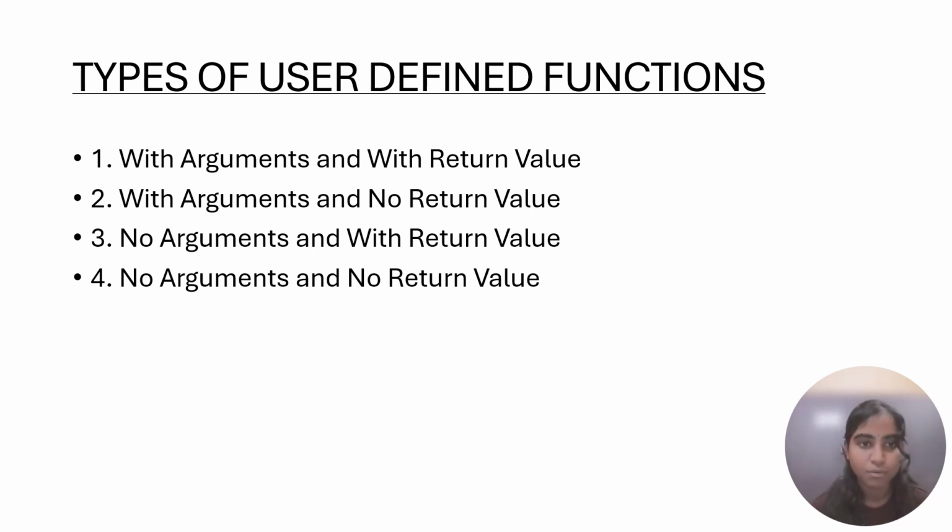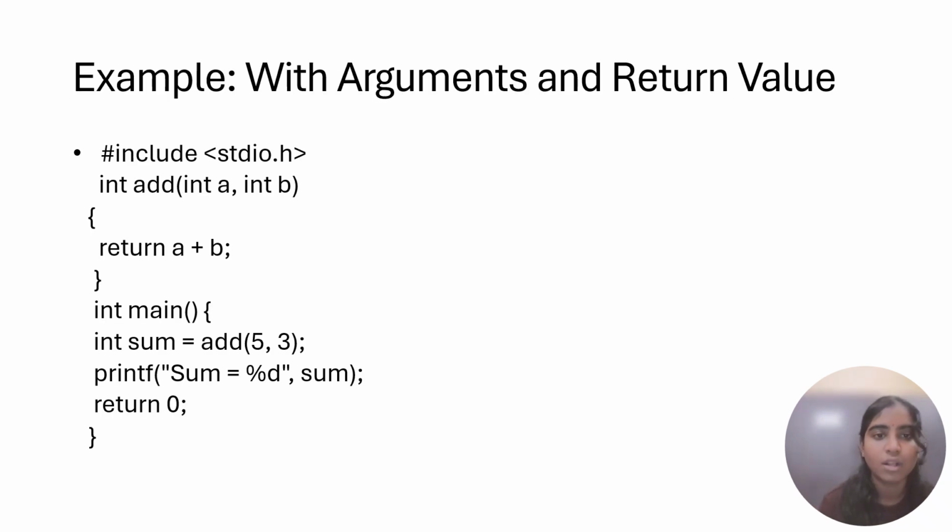So there are 4 types of user-defined functions. One, with arguments and with return value. The second one, with arguments and no return value. Third, no arguments and with return value. And fourth, no arguments and no return value. So now let's discuss an example with arguments and return value.